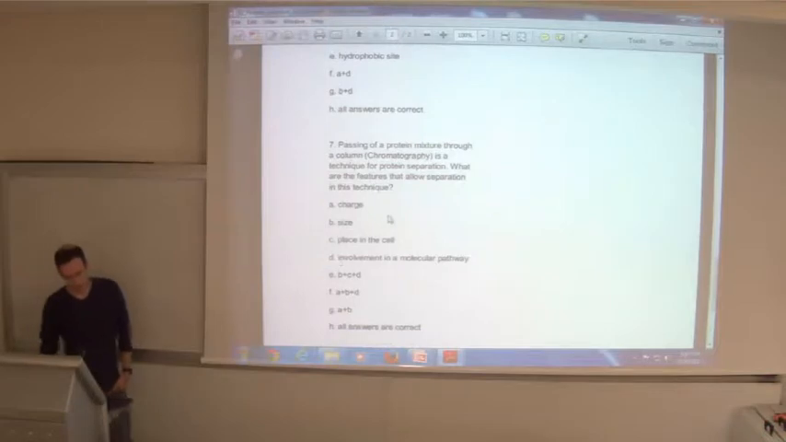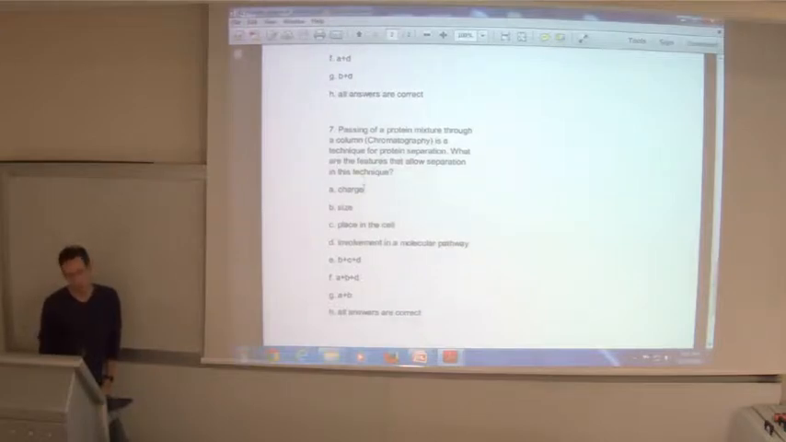Okay, 7. Separation of a protein mixture through a column. The group of methods we call chromatography is a technique for protein separation. What are the features that allow separation in this technique? So you remember that there are several techniques of chromatography, each one separates proteins by different features. And among the different features we mentioned, which do you find here?